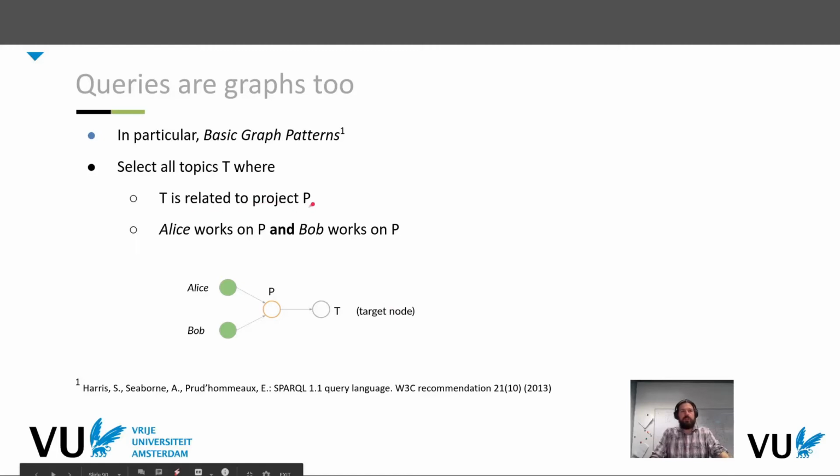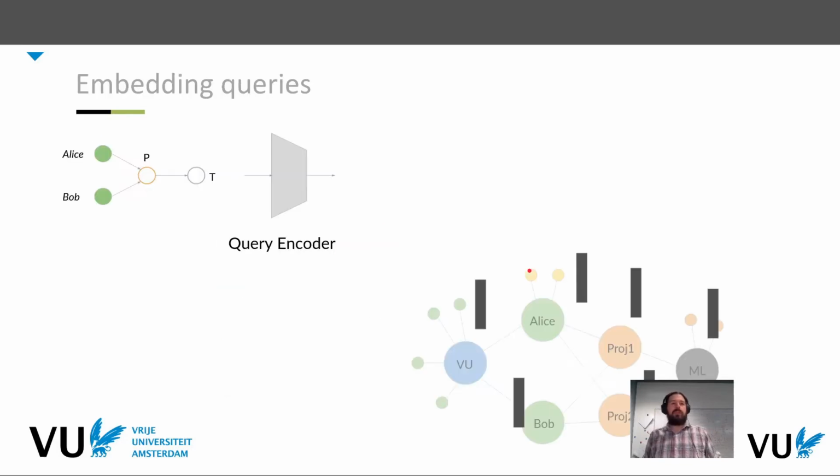So T is related to project P, and both Alice works on P and Bob works on that project P. So we want to find all these topics. Now, what we are doing in this work is taking that query, which is a graph, and feeding it through a query encoder. We will see in more detail how that works, but you can think of the query encoder as working like an RGCN, as we saw before.